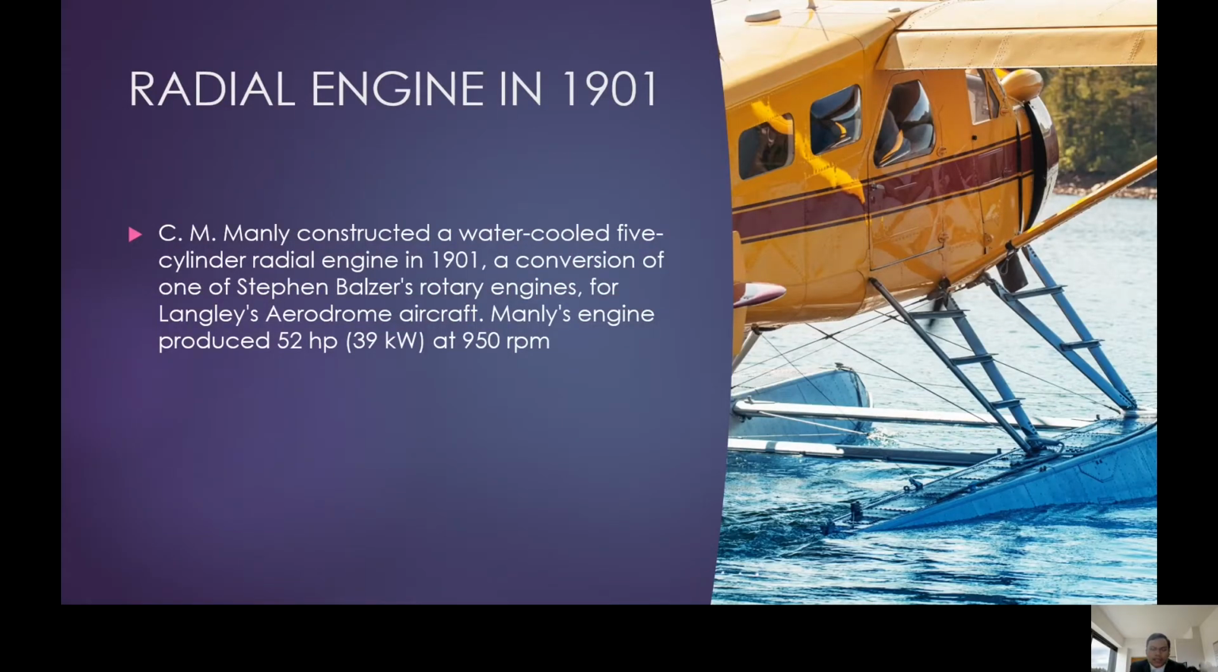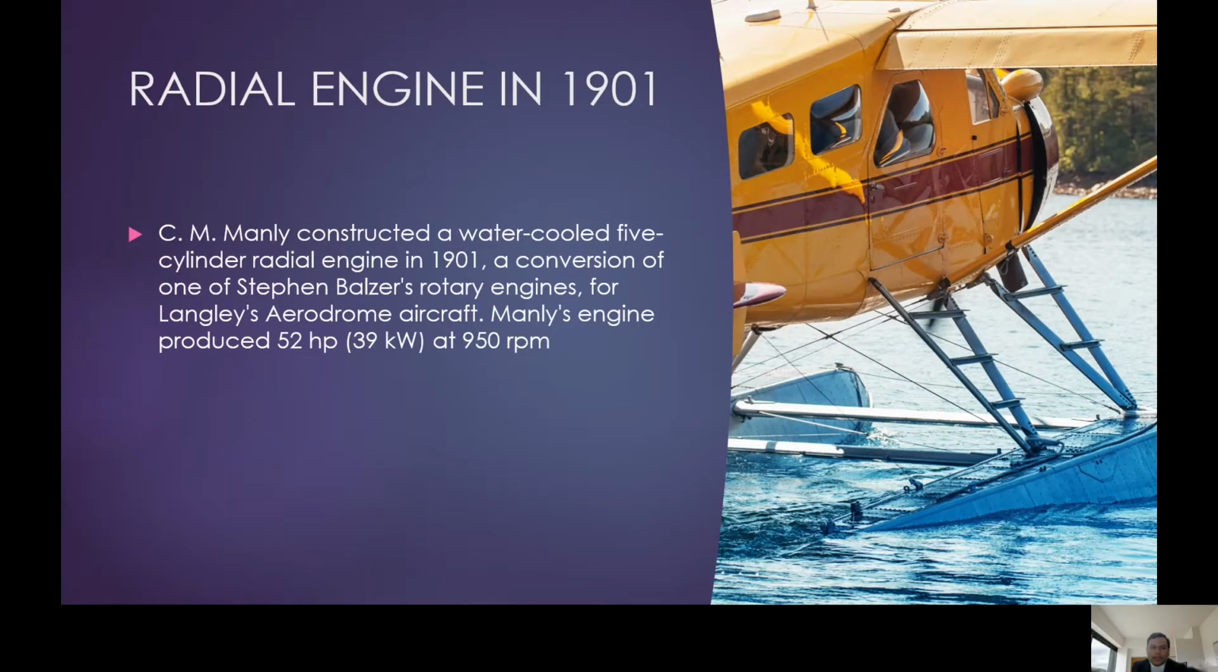Radial engine in 1901. Okay, the radial engine in 1901, there was a man named C.M. Manley. Basically, C.M. Manley constructed a water-cooled 5-cylinder radial engine back in 1901. This is a conversion of one of the Stephen Balzer rotary engines for Langley's Aerodrome aircraft. Manley's engine produced 52 horsepower, or equal to 39 kilowatts, at 950 RPM.